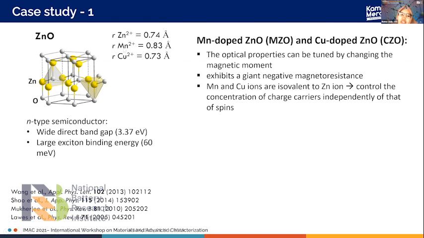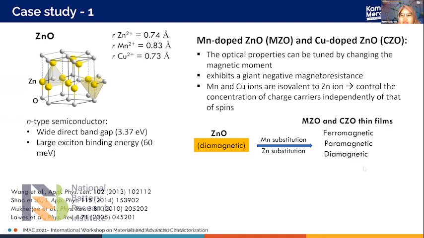And the radius of each ion is quite similar of manganese and copper with zinc. As for the magnetic properties, pure zinc oxide is reported to have diamagnetic properties. And when we do the substitution of a transition metal such as manganese or copper, the magnetic properties of this compound in case of thin films vary. Some reported ferromagnetic, others paramagnetic, and another one reported diamagnetic properties.